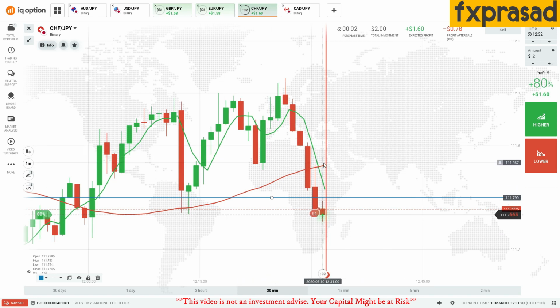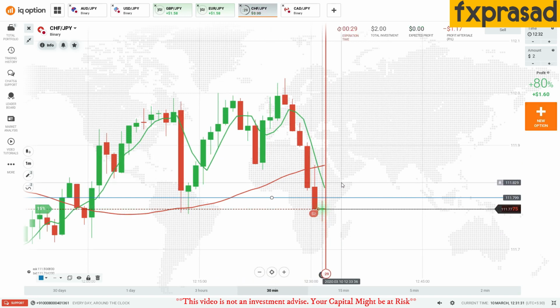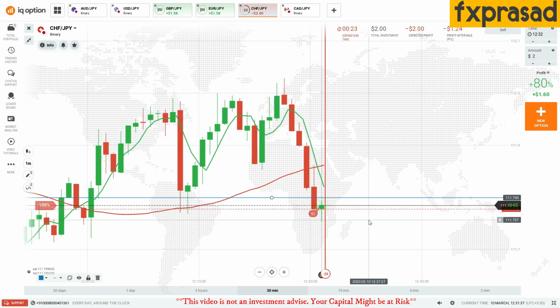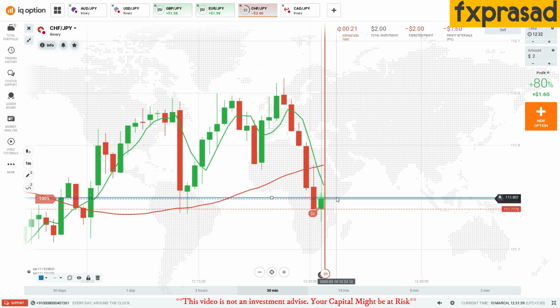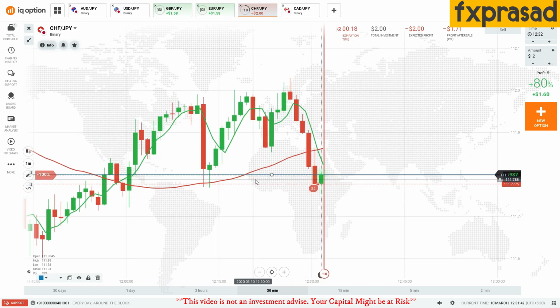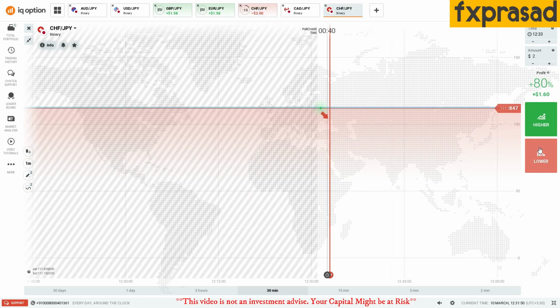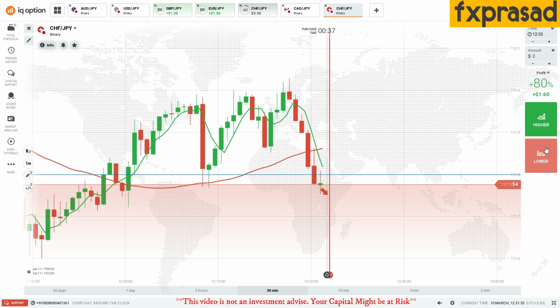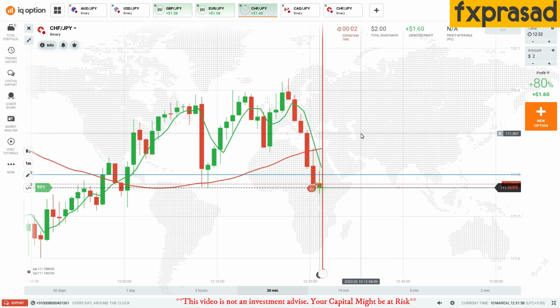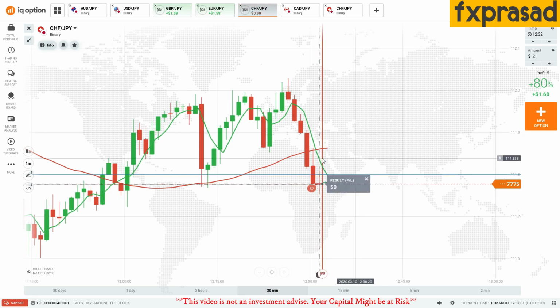Most of the time it will work. You have to check the market conditions too. Okay, this is my wrong trade because this is the SNR level. We have to check the SNR levels too. I think it will go after the candle also. Okay, the second one I lost this trade. Okay, no problem. There is no loss and it is neutralized.